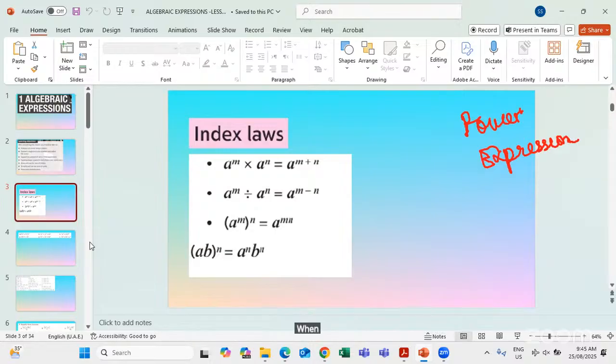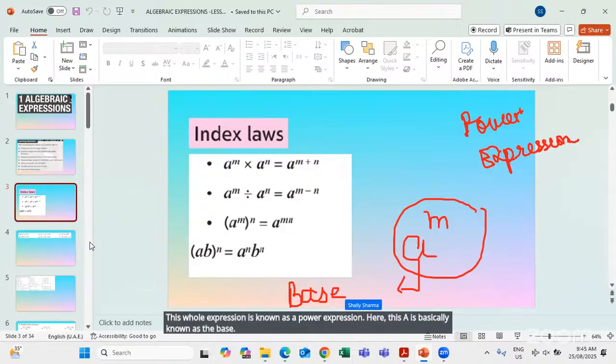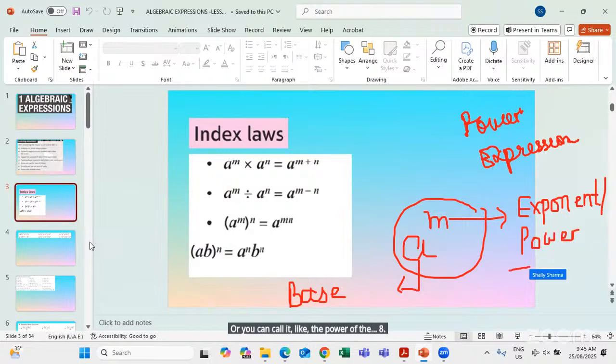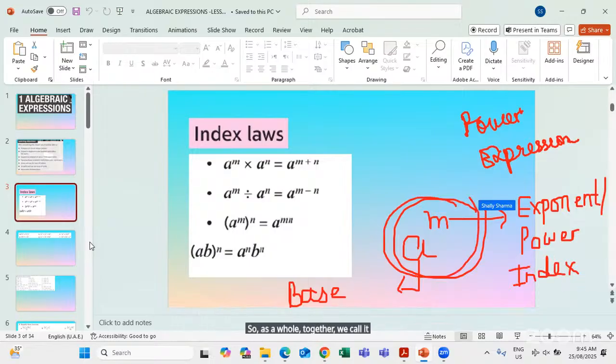When we write a term like a raised to the power of m, this whole expression is known as a power expression. Here, a is known as the base of that power expression, and m is known as the exponent value, or you can call it the power of a. This is also known as the index. So as a whole, we call it a power expression. Then m is called the exponent or power or index, and a is the base.